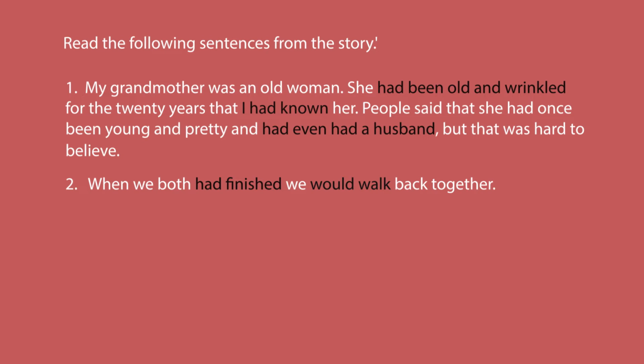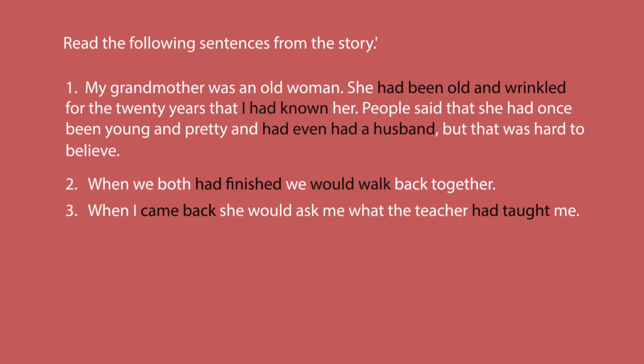The second statement Khushwant Singh makes in the story is, when we both had finished, we would walk back together. Learners, when we both had finished, we would walk together. So, walking happened first or finishing the work happened first? Finishing the work. So, learners, for the earlier action in the past, we use past perfect, had finished, then we would walk together. They started walking after having finished the work.